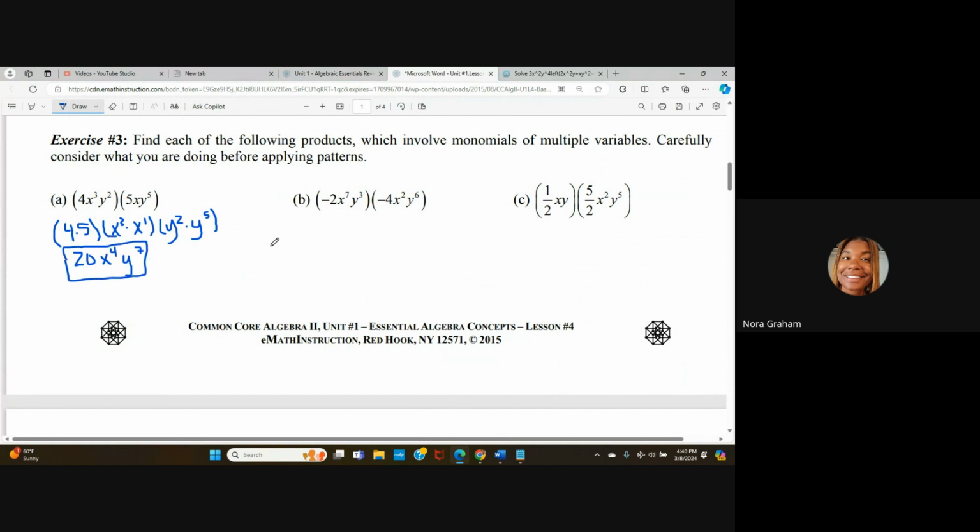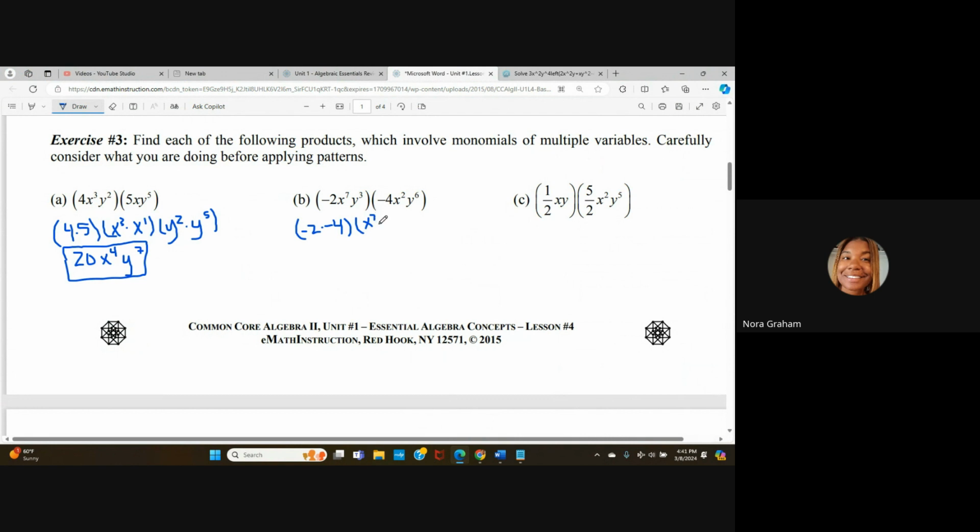Okay. Let's go ahead and look at B again, just to emphasize. I'm going to write all my like terms that I'm multiplying together. So I'm writing my constants that I'm multiplying together. I'm writing my x bases that are like bases together.